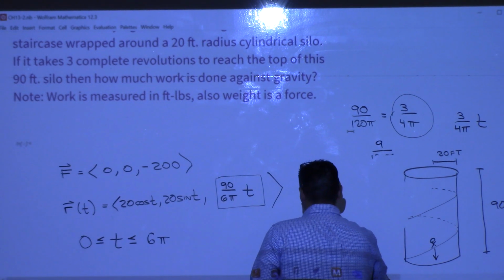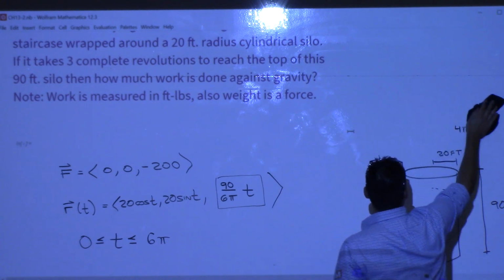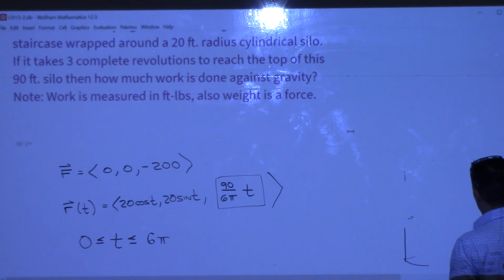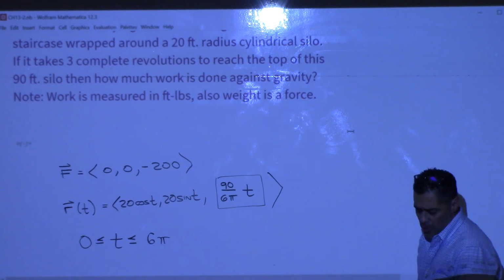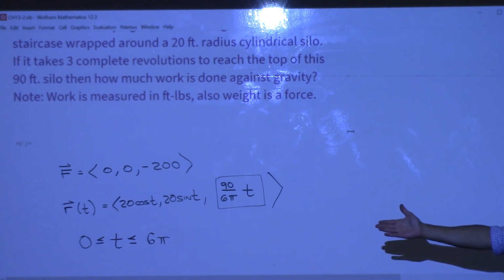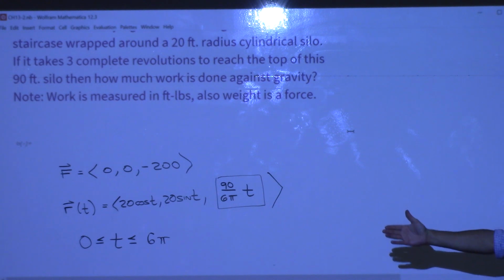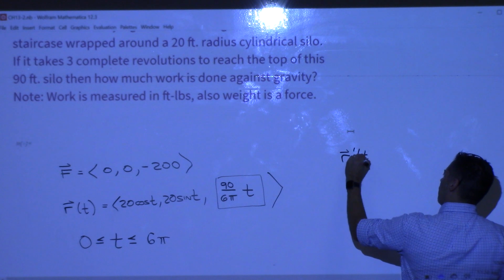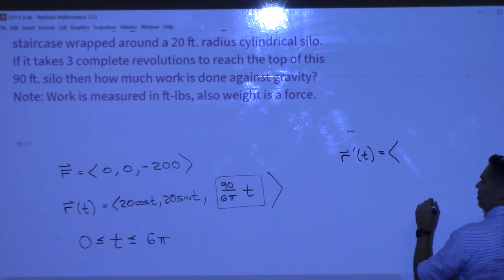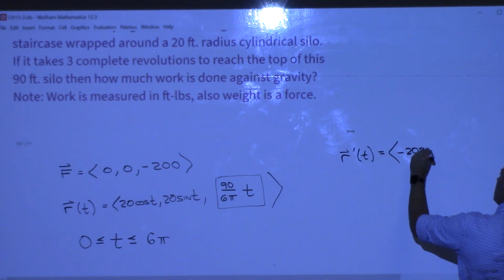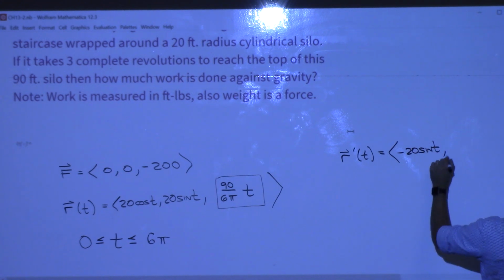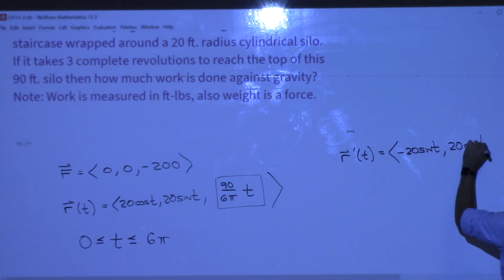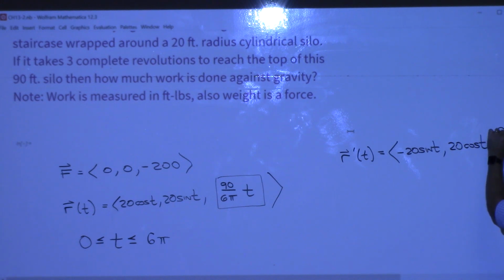All right. Now, we have our R of t, right? We have our restrictions on t. And so finally what we need to do is get ready for the formula, right? So we'll need a derivative. Let's take a derivative. The derivative of R of t is going to be another vector function. It's negative 20 sine t, and then 20 cosine t, and then 90 over 6 pi, right? That's it.